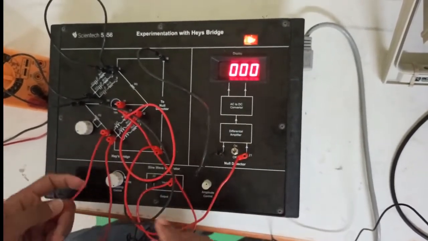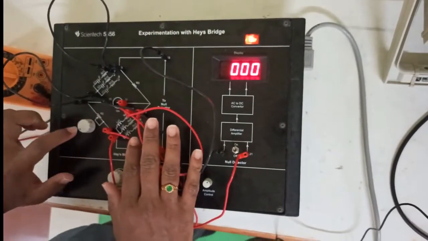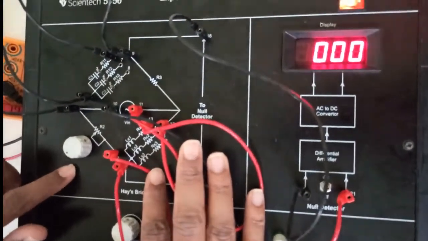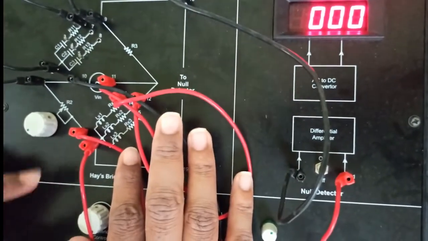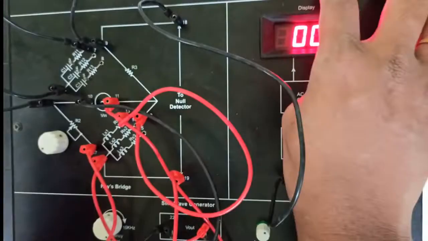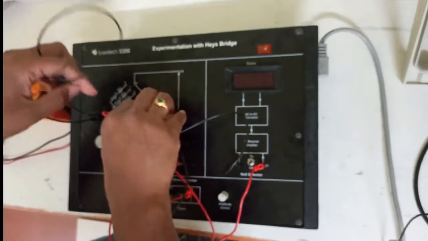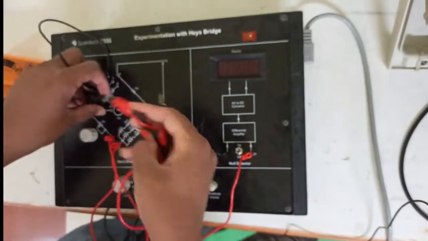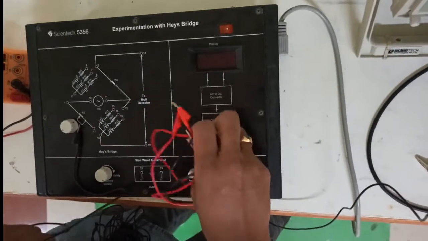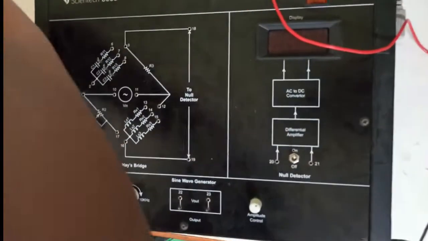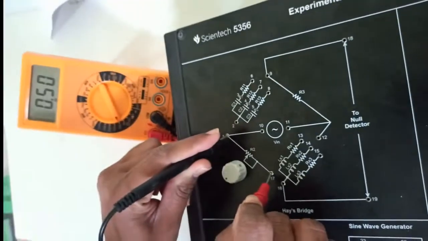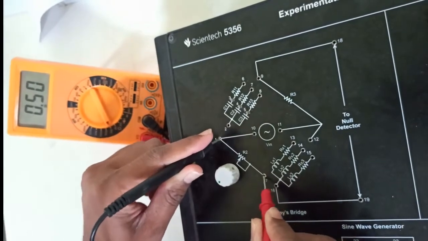Now we have to find this resistance. We have to measure this R2 by using a multimeter. In order to measure the resistance between these two terminals, let me remove all connections. Before removing all connections, let me switch off the supply. So you remove all connections. The resistance between these two terminals is showing 0.5 kilo ohms.